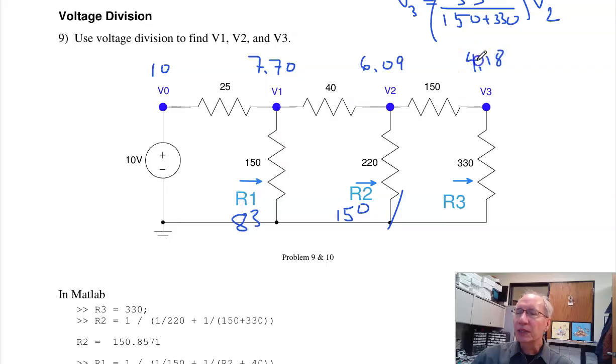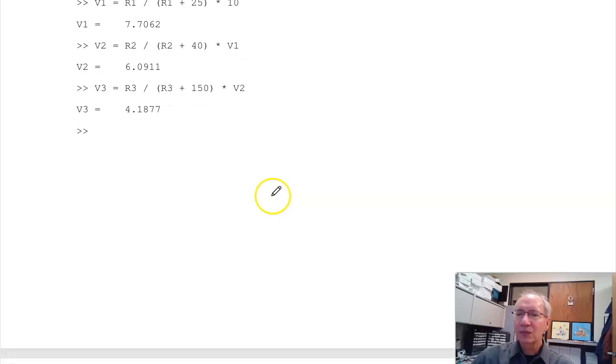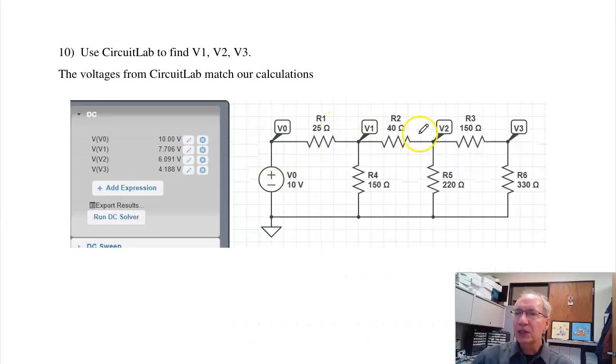So did I do that right? Well, to find out, put the circuit into Circuit Lab. Build the circuit in Circuit Lab, find the voltages, and I get the same answers. So Circuit Lab is nice. It's one way to check your answers. Your answers should match up with Circuit Lab.